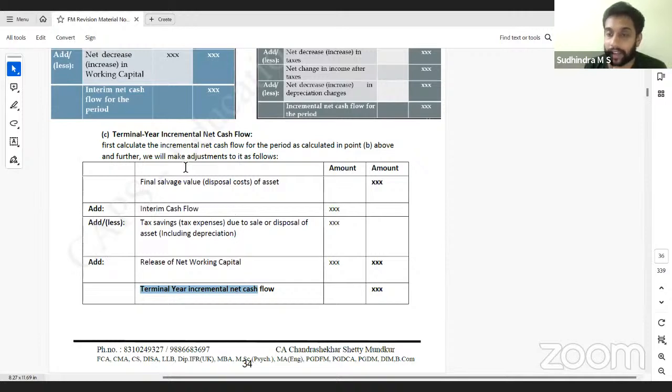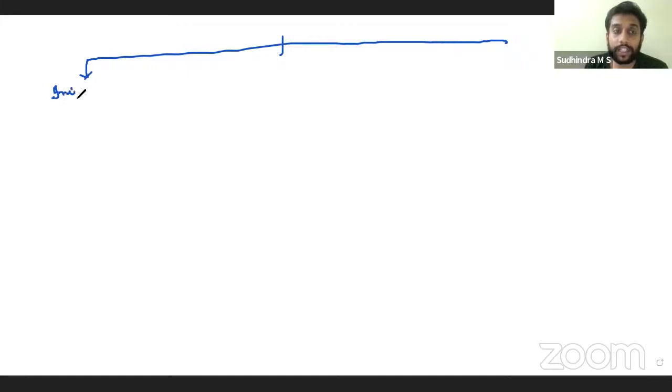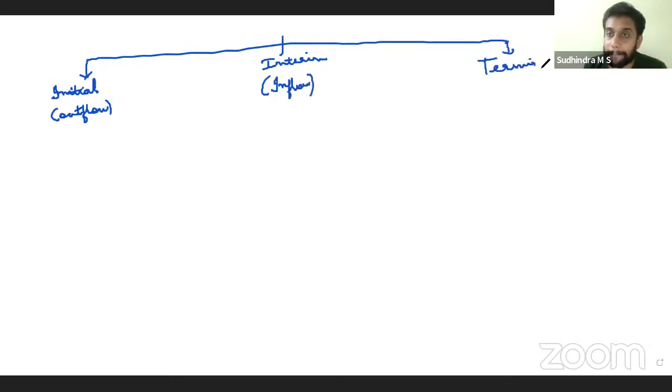So we'll quickly summarize what we have learned with regard to cash flows. We have divided the cash flows into three different categories. First one is initial cash flow, normally outflow. Second one is interim cash flows, normally inflow. Third one is terminal cash flows, again normally inflow by selling the assets, correct?